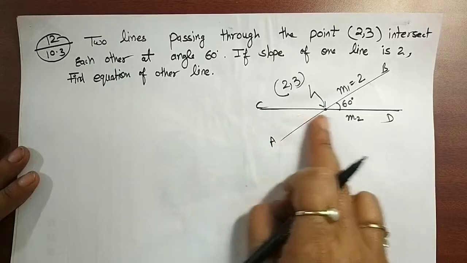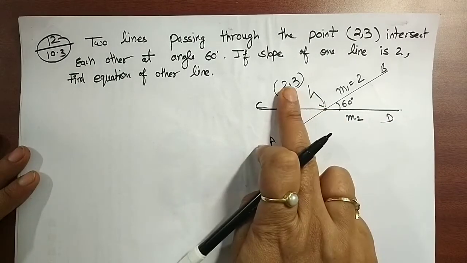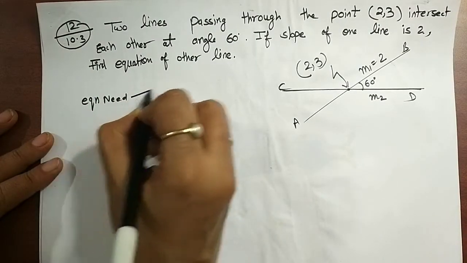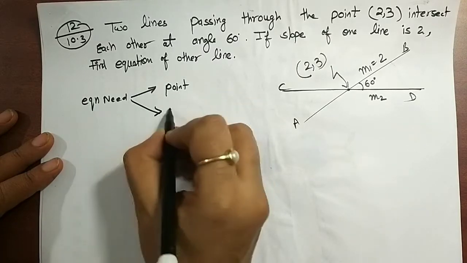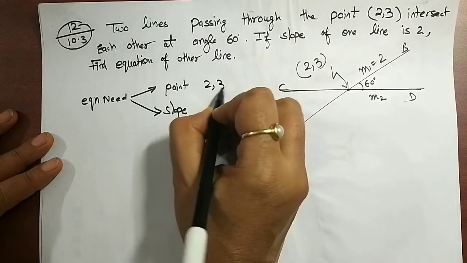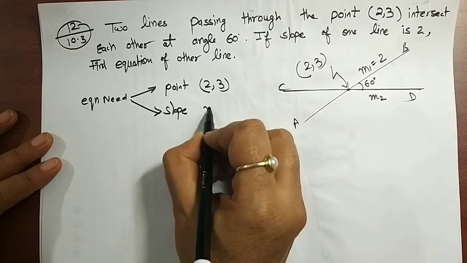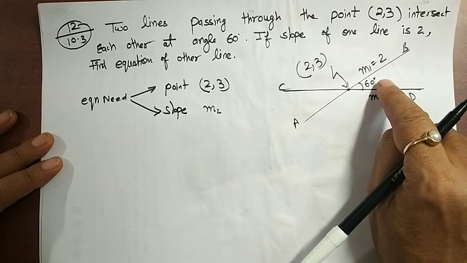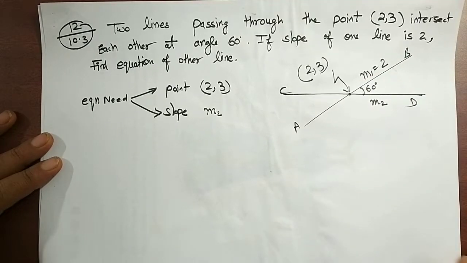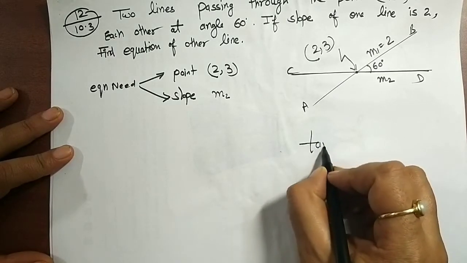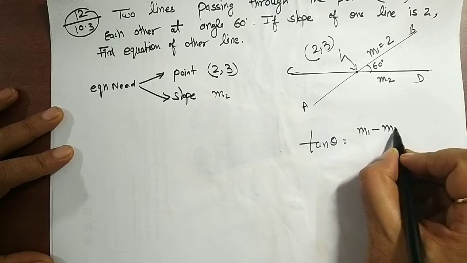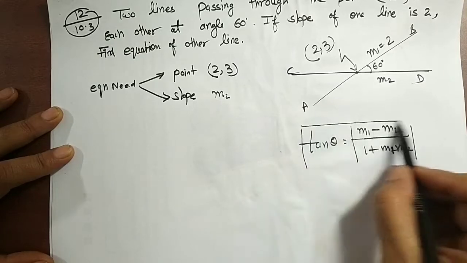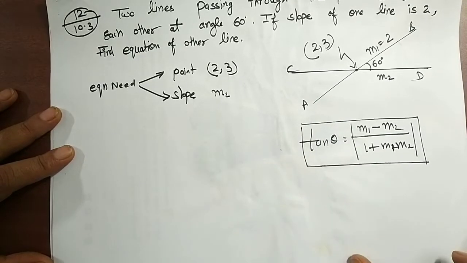So how to find the equation of the line? There are two things we need, a point and a slope. The point is directly given, right? For the equation, what do we need? We need a point and we need a slope. The point is given, (2, 3). The slope is not known, so that is hidden in this information. The angle between them is 60 degrees and one slope is this. Guys, if you remember, there was a formula for tan theta, the angle between two lines, with M1 and M2 and a mod. So I will make use of this formula to solve this question.